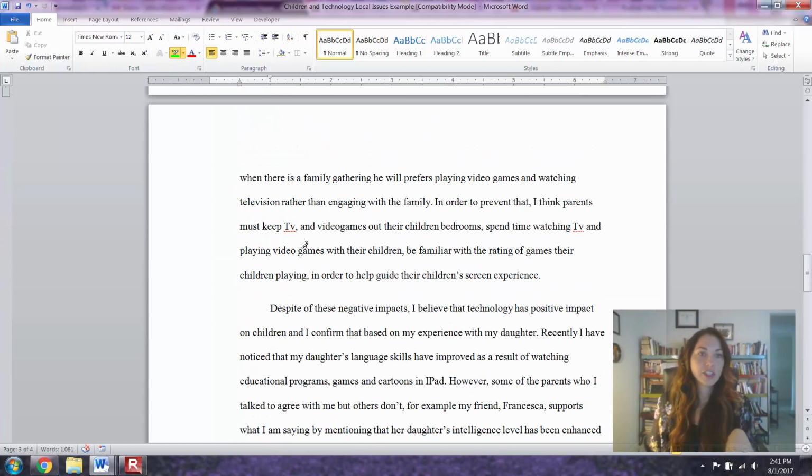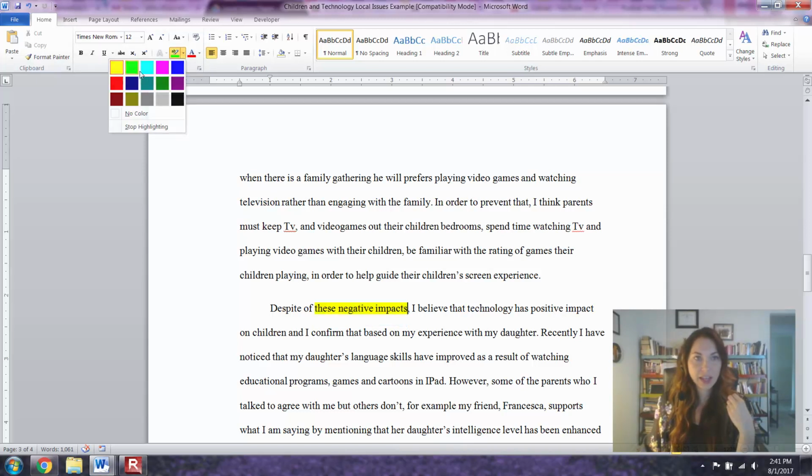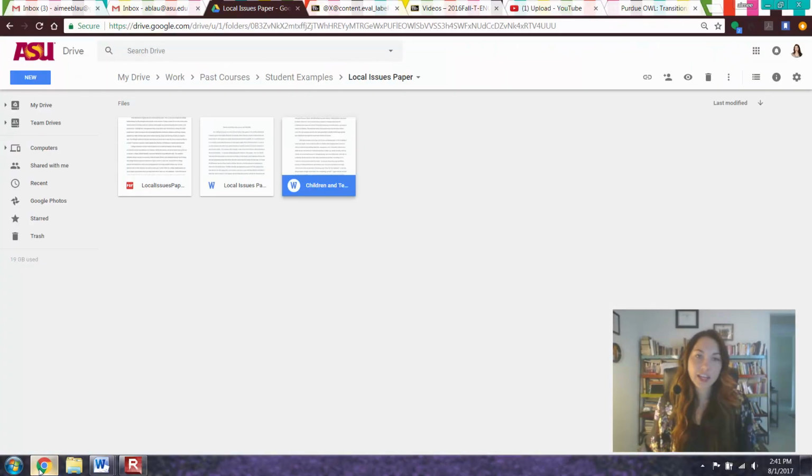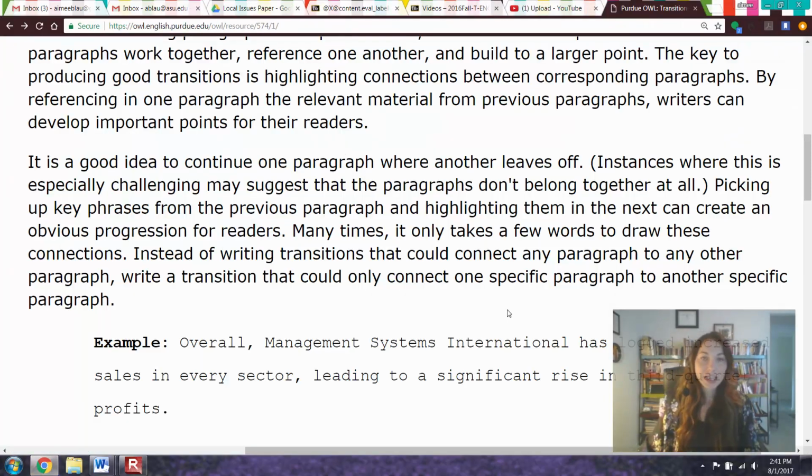All right, so she spent some time talking about the bad things, and now she's going to transition into her final idea. So the old ideas are all these negative impacts, and now she's going to talk about positive impacts, and this entire paragraph is going to be about the positive experiences that she's had in using technology with her young daughter. So I hope that's a good example for you to understand how to use transitions in your writing.